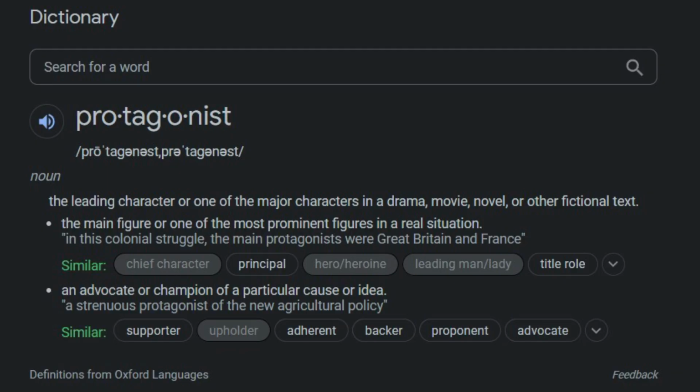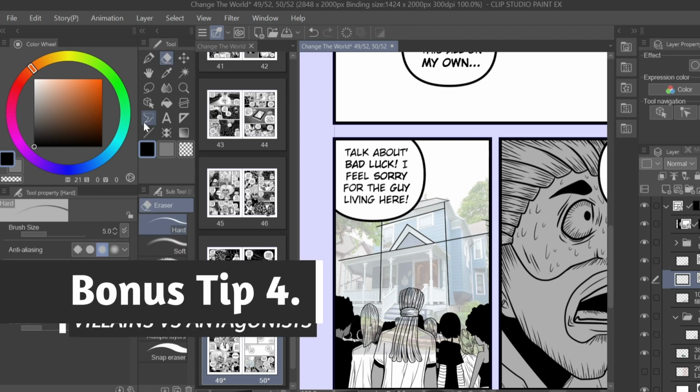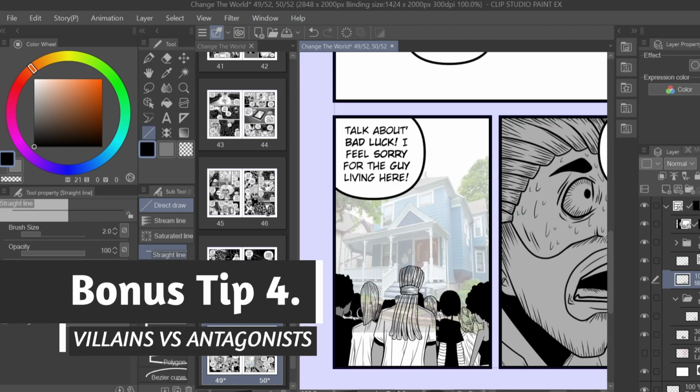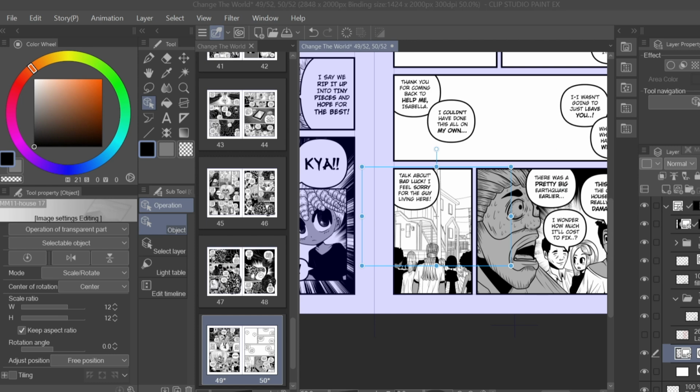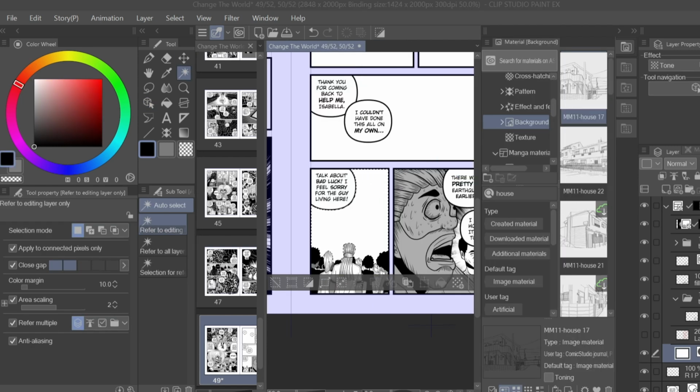It's important to remember that villain characters are not synonymous with antagonists, just as hero characters are not synonymous with protagonists. Antagonists are characters who oppose or compete with your story's protagonist to drive the plot forward. Every antagonist is not a villain, but every villain character is an antagonist. Villain characters can be great additions to your comic and manga projects. Let's jump into today's 5 tips.